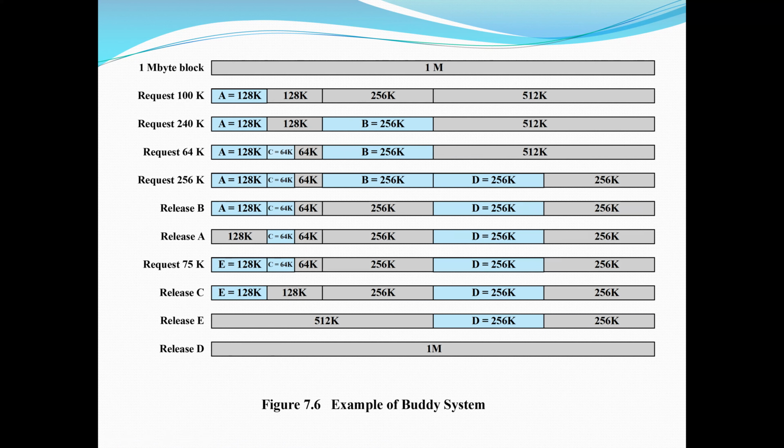Then the initial block is divided into two 512K buddies. The first of these is divided into 256K buddies, and the first half of this is divided into two 128K buddies, one of which is allocated to A. The next request, B, requires a 256K block. Such a block is already available and is allocated. The process continues with splitting and coalescing occurring as needed.